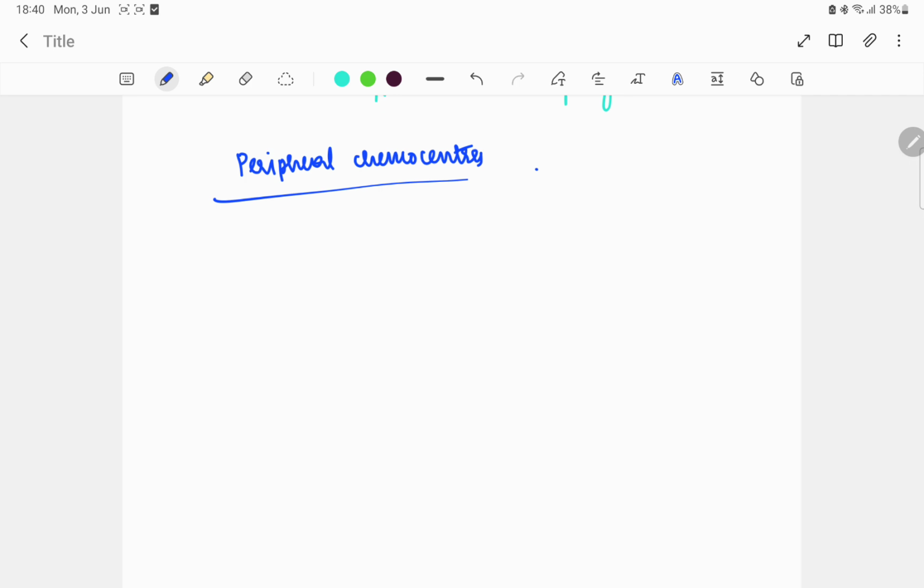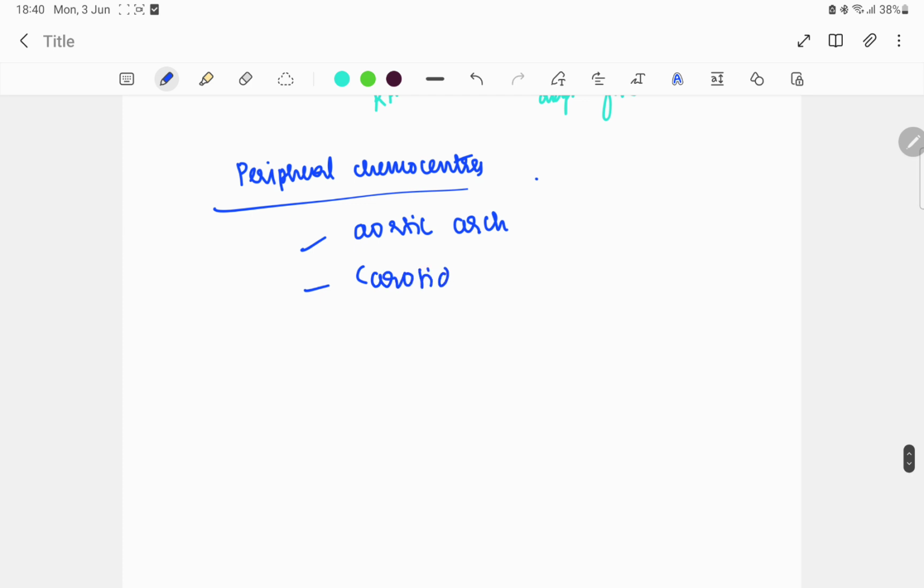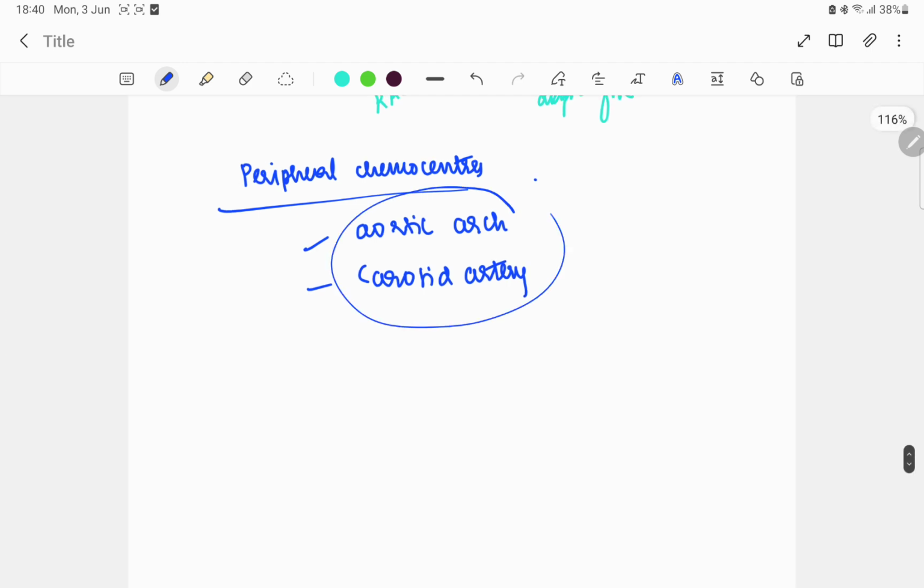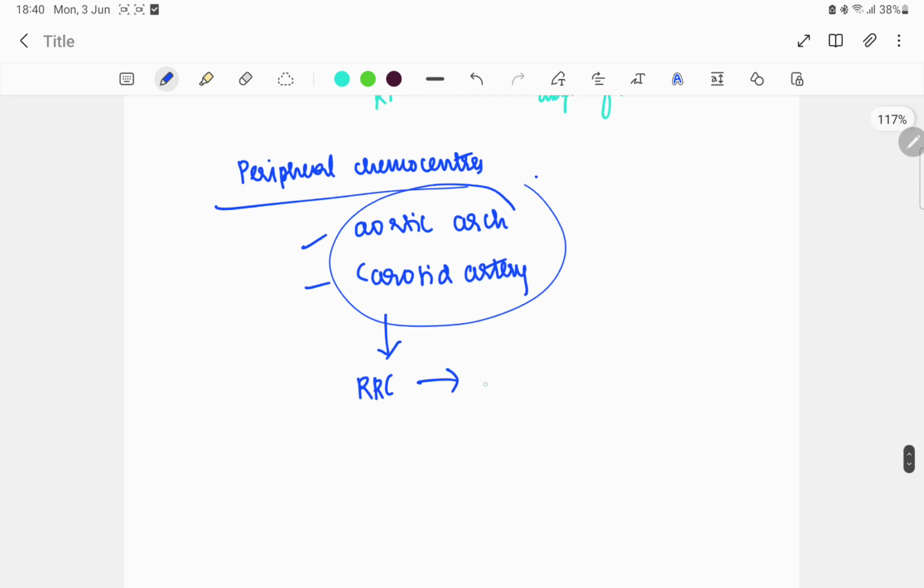Similarly, there are some other chemosensitive areas which are present in the periphery, that is, outside the brain. Those are present in two major arteries. One is in the aortic arch, present in the aorta. The second one is in the neck, in one artery called the carotid artery. Whenever carbon dioxide and H plus ions are increased in your body, these two will be stimulated. Whenever these two are stimulated, they will send the impulse to the respiratory rhythm center, thereby it increases the inspiration. This is the function of the peripheral chemo centers.